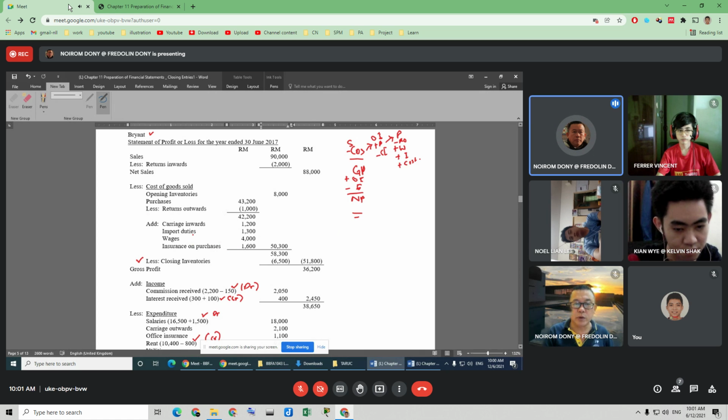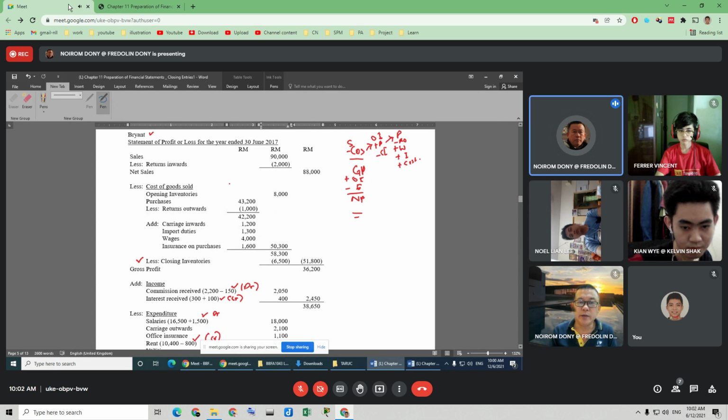So this is what we call related costs in order to make the purchases. Like carriage inward is transportation on purchases. Import duty, because the purchases are from overseas. We need to buy insurance. And wages is the salary for the laborers used to unload from the container. So all these are related costs on the purchases. So you have to plus them in order to find your actual cost of goods sold so that you make an accurate analysis.